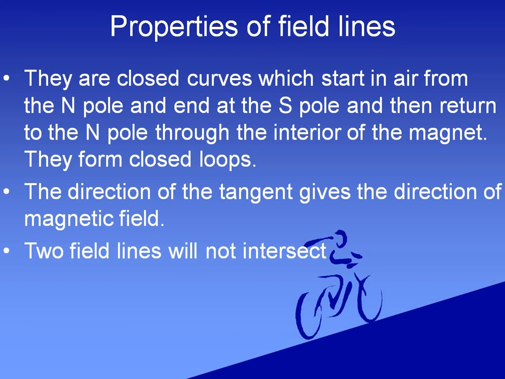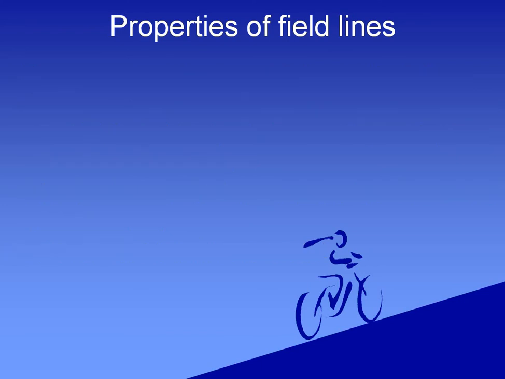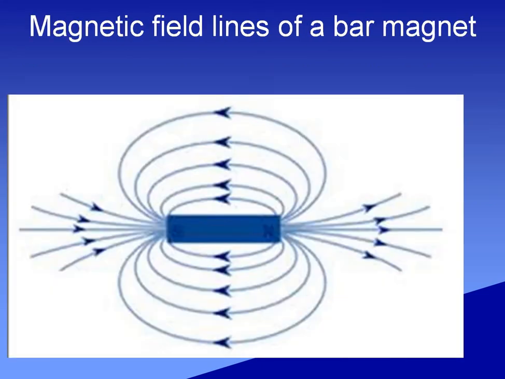Okay. And next property is that two field lines will not intersect. Two magnetic field lines will not meet. So what is meant by they will not meet? Here in the previous case itself you can see whether the field lines are meeting. You can see many field lines, and you can see that the field lines are not at all meeting. Why are they not? If they are meeting, what happens?